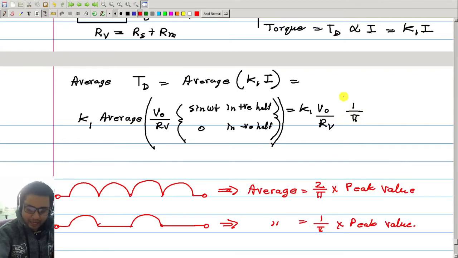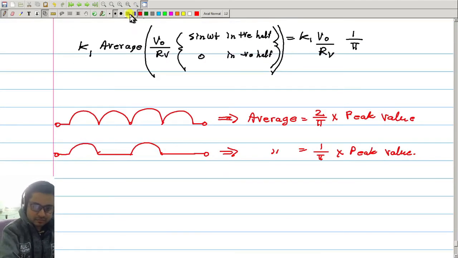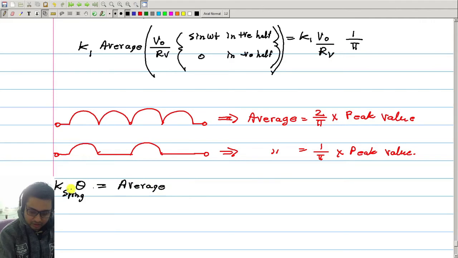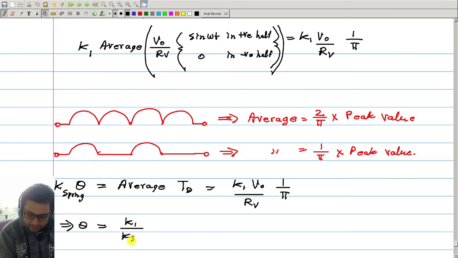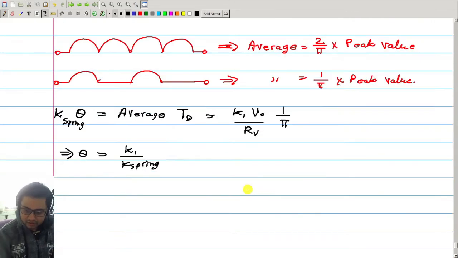So here this is the average, and now the deflection theta. We know that under equilibrium, spring constant times theta will be equal to the average torque. So average theta times spring constant is the average deflecting torque, which is K1 V0 by Rv into 1 by pi. From this I can write theta is equal to K1 by K spring, then 1 over Rv, then V0 by pi.